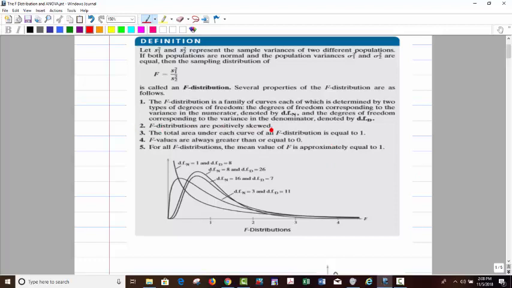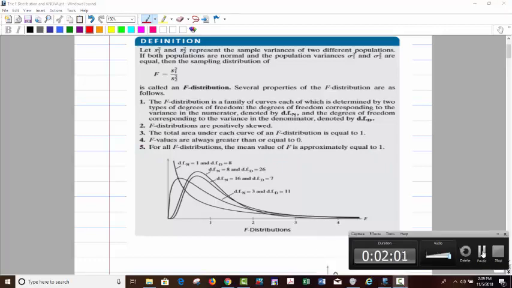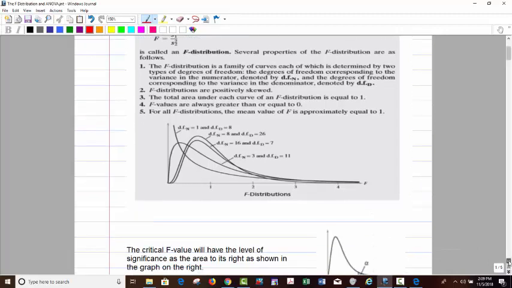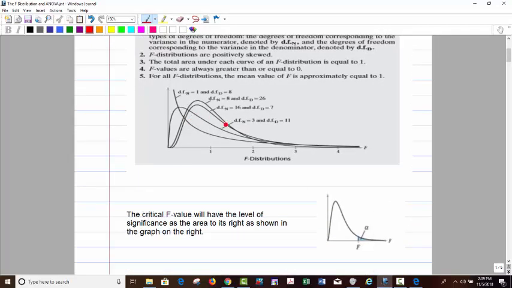So F distributions are positively skewed, meaning right skewed. And just like the normal distribution and the T distribution, the total area under the curve equals 1. And number 4 is what I was saying, where they're positive values. I wouldn't worry about number 5. The mean value is always 1. All right, so you see it's a variety. There are different shapes of graphs based on the different degrees of freedom.